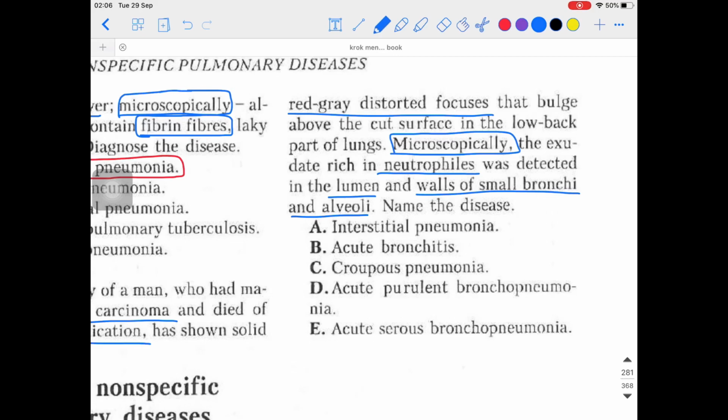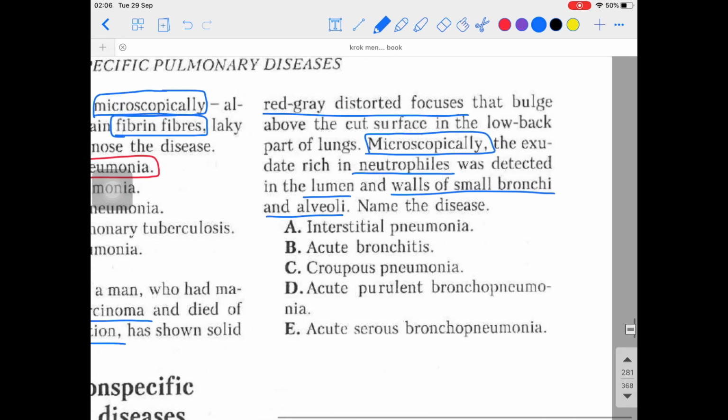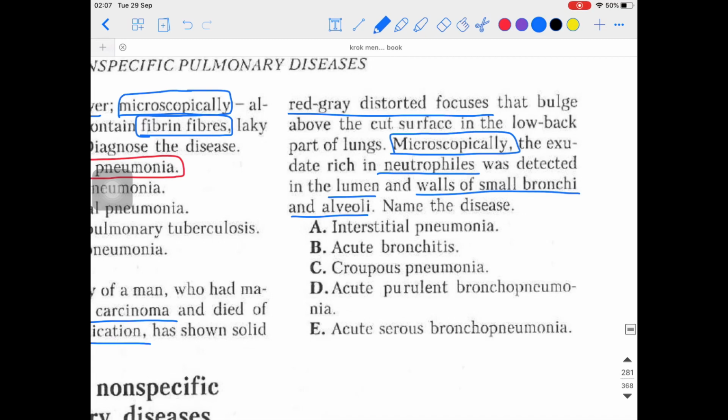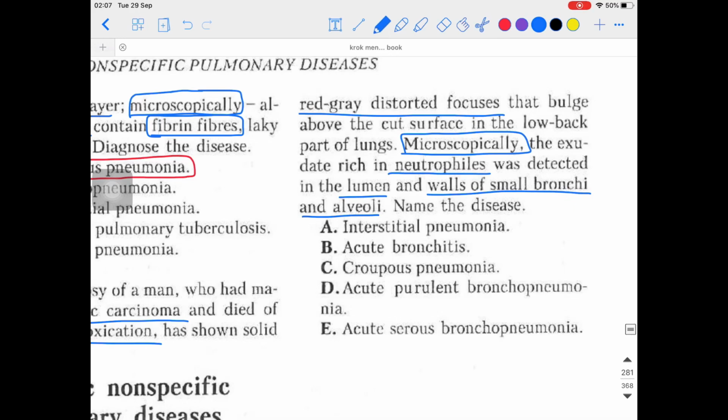First of all, if you see this question carefully, he had gastric carcinoma, then metastasis happened, and due to the cancer intoxication he died. Then solid red-gray distorted foci bulge above the cut surface in the lower back part of the lung. Inside the lungs, microscopically, they are telling you about exudate, which I told you is some kind of pus, rich in neutrophils, detected in the lumen and wall of where? Very important: bronchi and the alveoli.